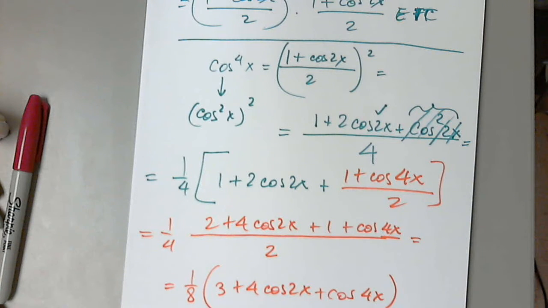Okay, what have we achieved? Here we changed cosine to the 4th power into simple cosines with power 1. Again, what's the purpose? We could not integrate that one, but we can very easily integrate this one. But it has no application right now for us, other than the process that we just went through.